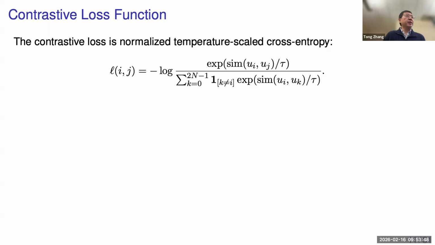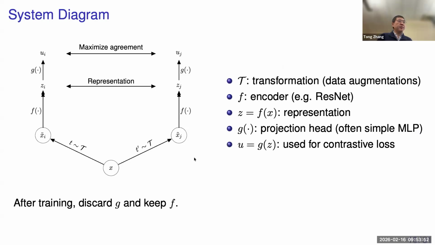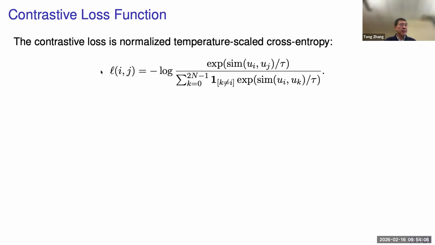Now let's talk about the contrastive loss, right? As I mentioned, if you look at this, this is the actual system diagram. Also, we'll have the code, you can see the code. Essentially, it's coming from U. So the loss is at the U level, right? You have U_i and U_j, and you compute the loss. So here is the loss.